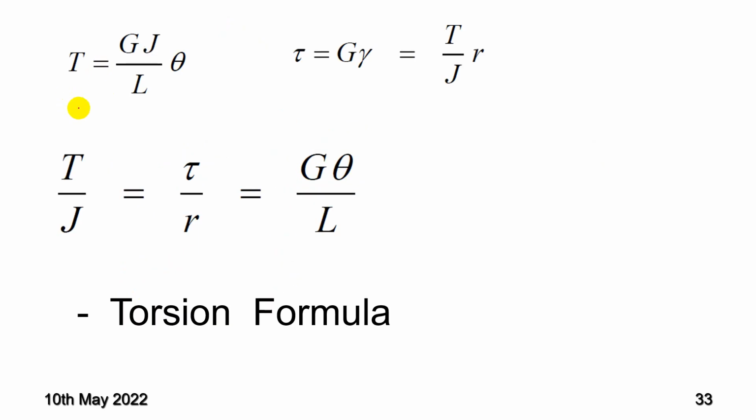So you have two equations. One is torque is equal to torsional stiffness into theta, and the other is the shear stress is equal to T over J into R. If you relate everything, you get T over J is equal to tau over R, that is equal to G theta over L. So T over J from this equation is G theta over L, and T over J from this equation is tau over R. This is similar to sigma over y, that is equal to M over I, equal to E over R. That is for beams, and this is for shafts under torsion. So this is similar.